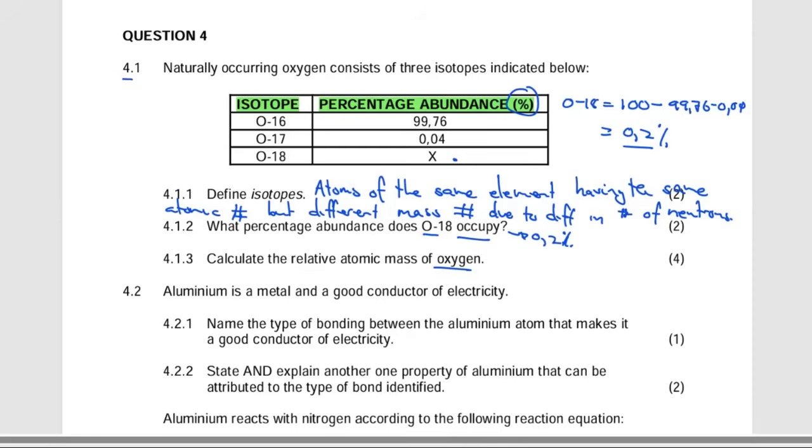of oxygen. So we're looking for the relative atomic mass of oxygen. Allow me to use this top space. I'm going to say RAM, relative atomic mass, is equivalent to all these percentages that we have there.